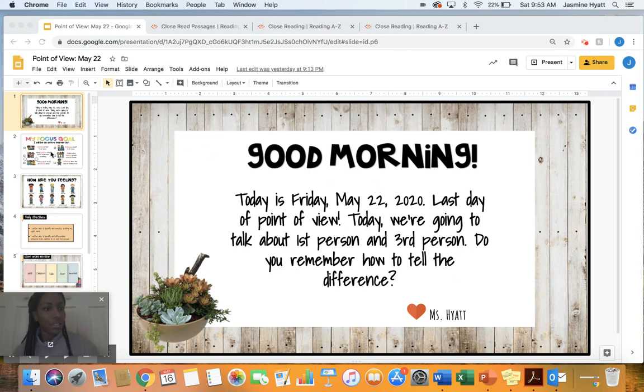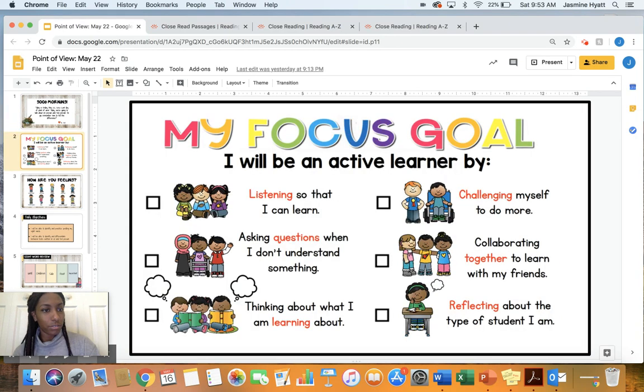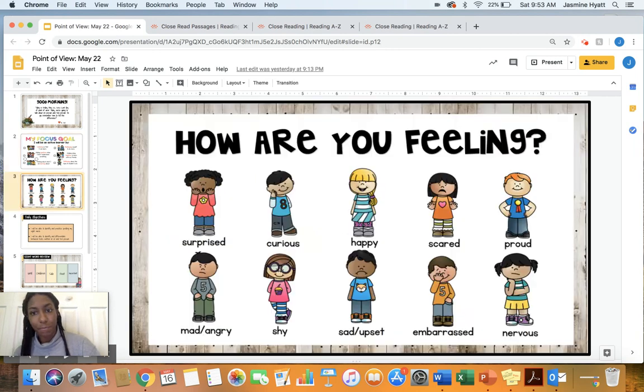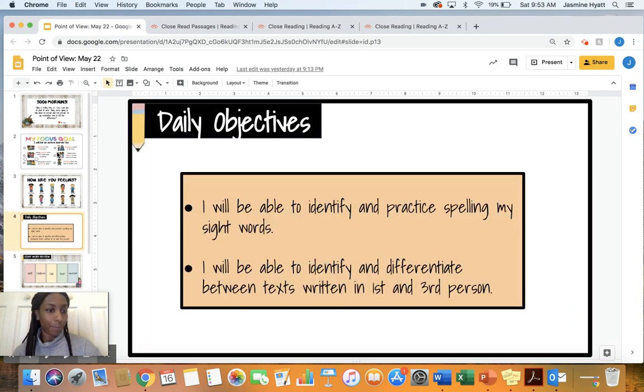So let's go ahead and pick a focus goal if you haven't already. Most friends, I think, are starting to pick focus goals for the entire week, but if you still pick one for each day, you can definitely do that. Check in with yourself, make sure that you're ready to learn. Check in and see if you're feeling happy or feeling calm or feeling okay. If you're not feeling your best, that's okay to pause the video and come back to it later.